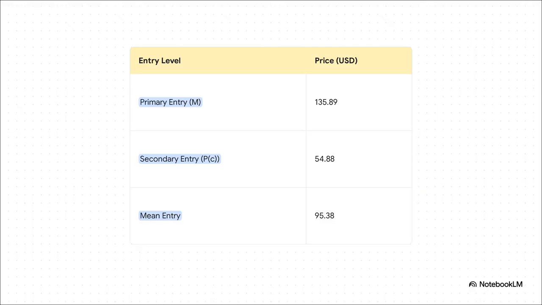So that primary entry, M, that we just saw on the chart, was triggered at a price of 135.89. But there's more. The model also sets a secondary entry point, called PC, way down at 54.88. This is a really crucial piece of the system's risk management plan. It's there just in case the price takes a dive after that first entry.